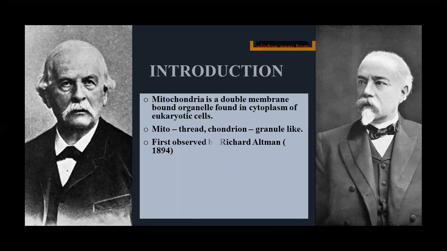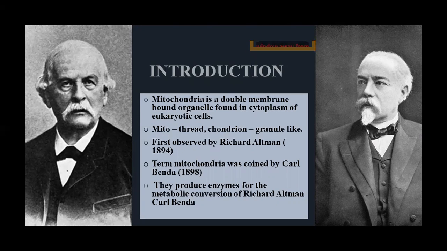Introduction. What does mitochondria mean? What are the main function and structure of these organelles? Mitochondria are double membrane-bound organelles found in the cytoplasm of eukaryotic cells. Mito translates as thread, and chondrion as granule. First observed by Richard Altmann in 1894. The term mitochondria was coined by Carl Benda in 1898. They produce enzymes for metabolic conversion.